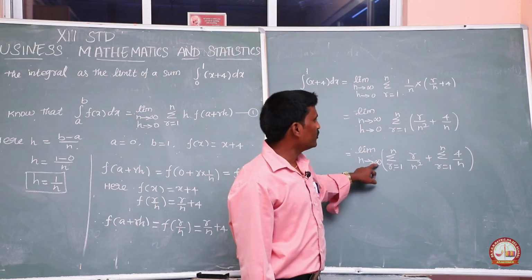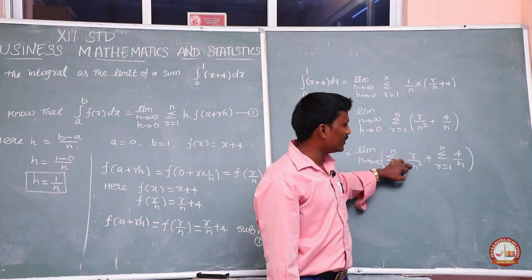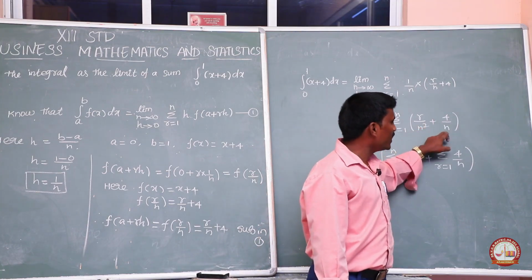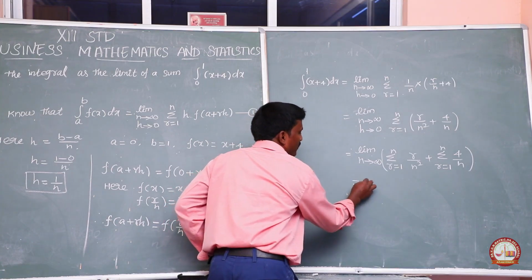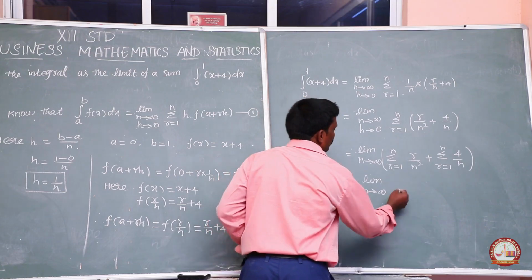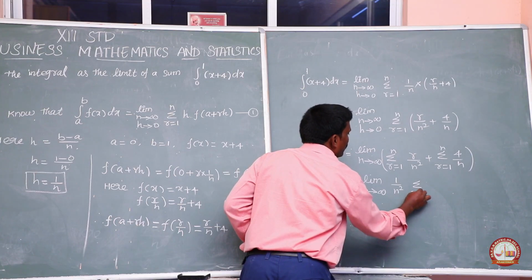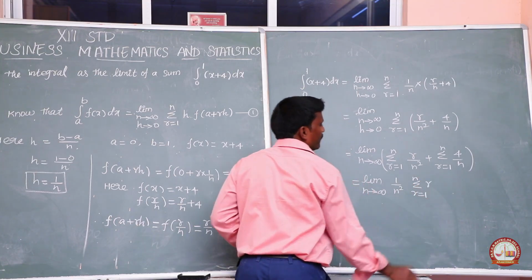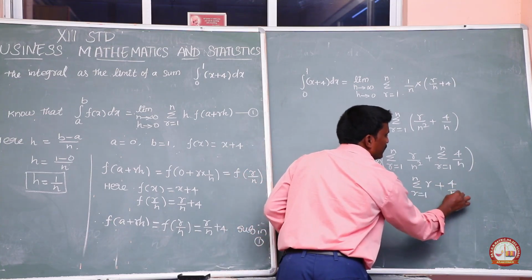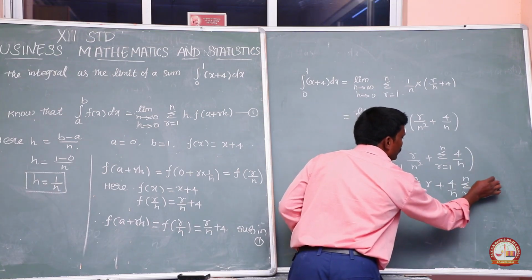limit n tends to infinity, summation of r equal to 1 to n into r by n square plus summation of r equal to 1 to n into 4 by n. Next one, limit n tends to infinity, 1 by n square into summation of r equal to 1 to n, r, plus, take the common number 4 by n, summation of r equal to 1 to n, remaining value is 1.